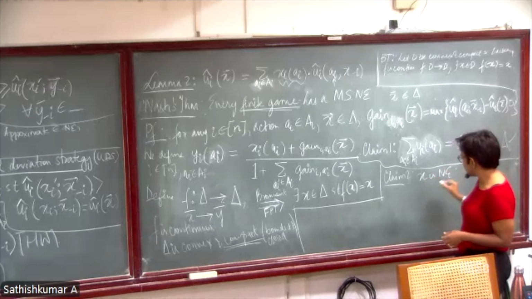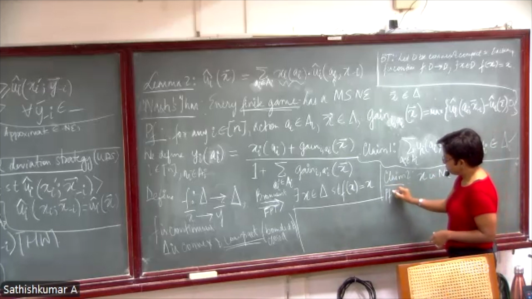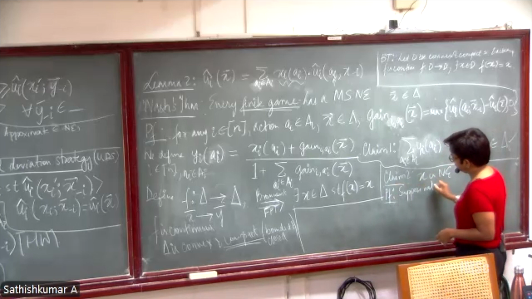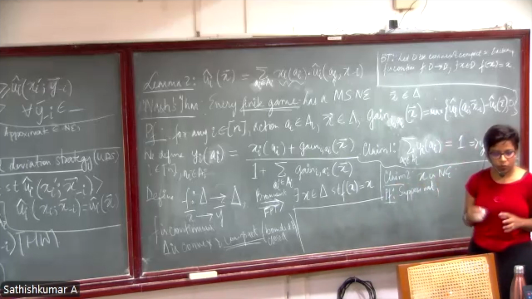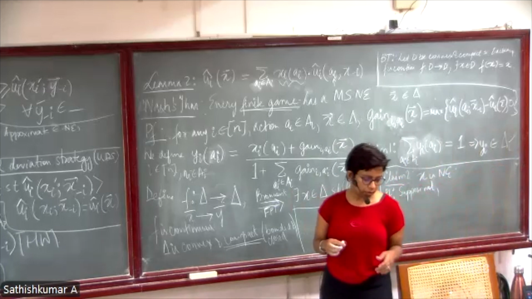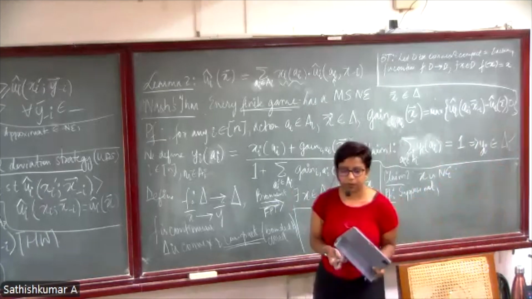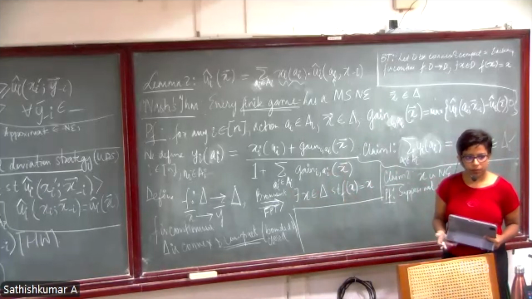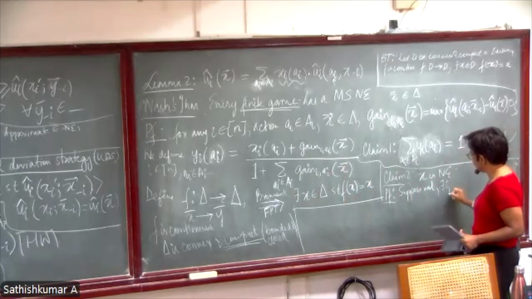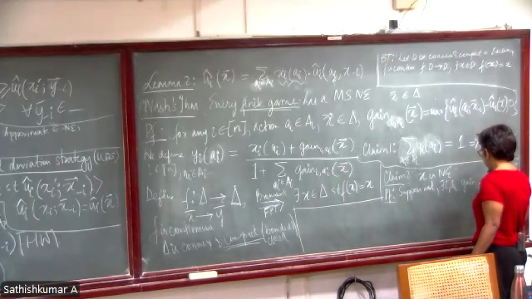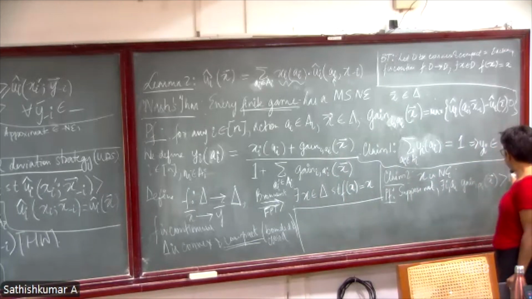Okay, just 5 minutes and I'm going to try to finish this. Proof. Suppose not. Then if x is not a Nash equilibrium, then what? Use the definition of gain. There exists a player i and an action ai such that the gain is greater than 0. Correct? Good.